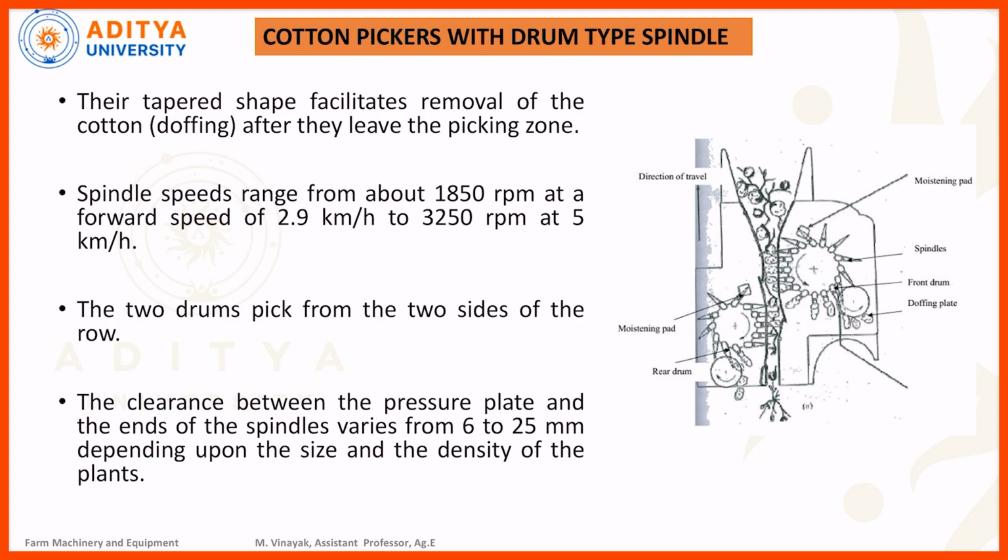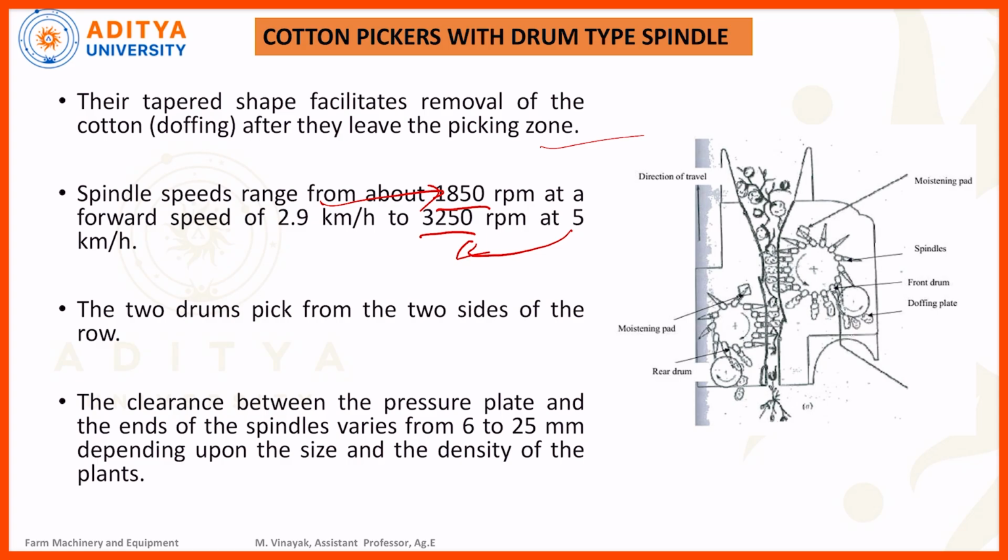The tapered shape facilitates removing the cotton in doffing after leaving the picking zone. The main purpose of the tapered section is that after picking up the cotton ball, we need to deliver it to the doffing zone. That's why they prepare the spindle in tapered shape. The speed of the spindle is 1850 rpm at a forward speed of 2.9 km per hour. It ranges to 3250 rpm at 5 km per hour. If we increase the forward speed of the cotton harvester, simultaneously we need to increase the spindle speed also. For 2.9 km per hour it is 1850 rpm, for 5 km per hour it is 3250 rpm.